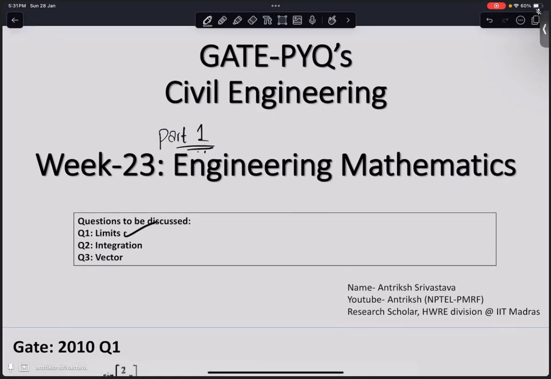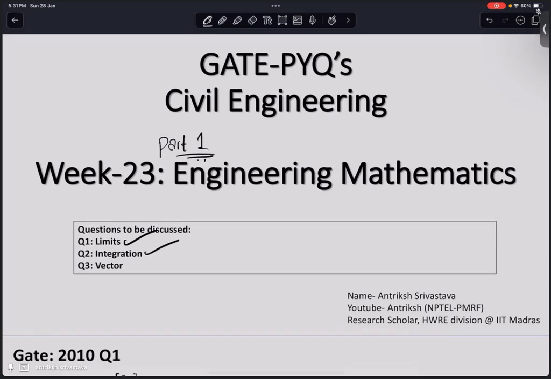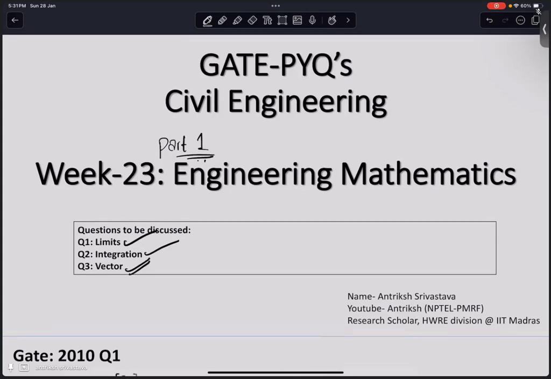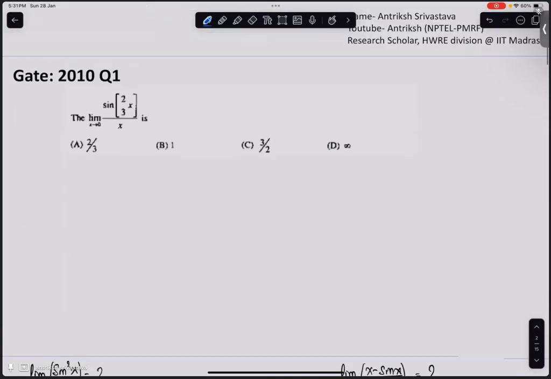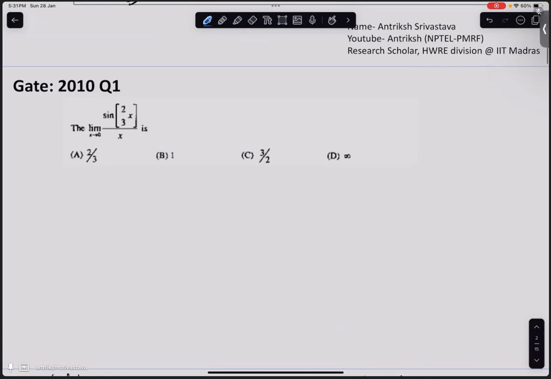First, based on limit, a very easy question. Second, based on integration. Third, based on vectors. And in between some random questions, some here and there for concept. All right, so let's start. First question, GATE 2010, question number 1. The limit x tending to 0 of sine(2/3 x) divided by x is how much?